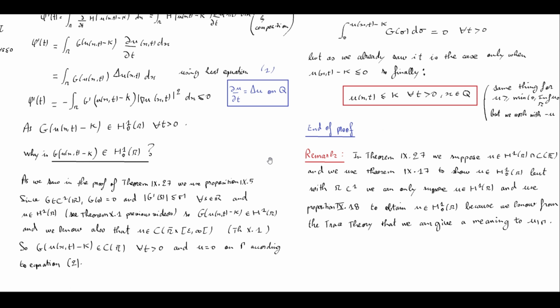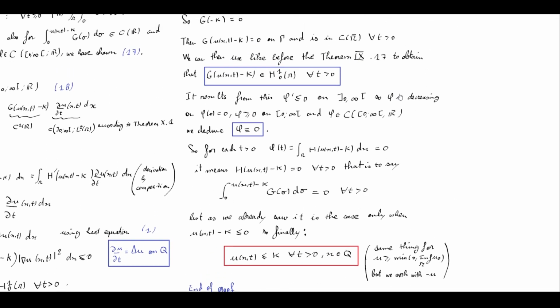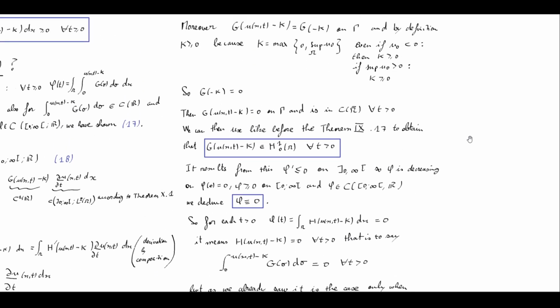for all t positive, and u equals 0 on gamma according to equation 2 of the three equations associated to the heat equation. So moreover, g(u(x,t) - k) equals g(-k) on gamma, and by definition k is greater or equal to 0 because k is the maximum between 0 and the supremum of u0 on omega.